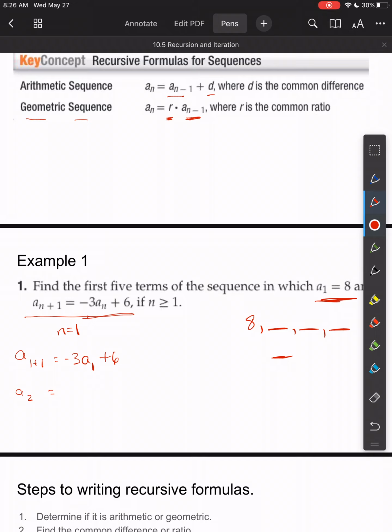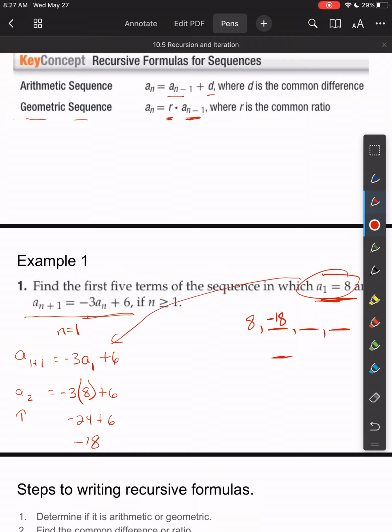Now I'm just simplifying this out. This is saying the second term is equal to negative 3 times the first term. Well, I know what a1 is, they gave me a1, so I'm going to plug it in: negative 3 times 8 plus 6. When I do that, I get negative 24 plus 6, which is negative 18. So the next term in the sequence is going to be negative 18.